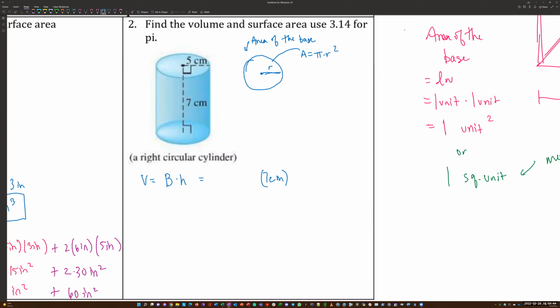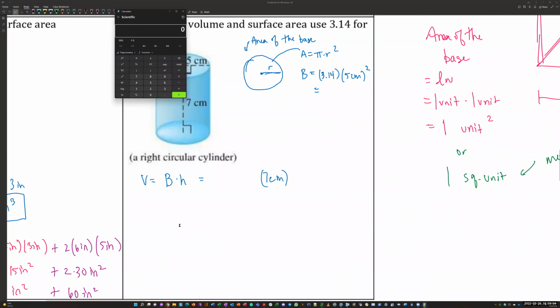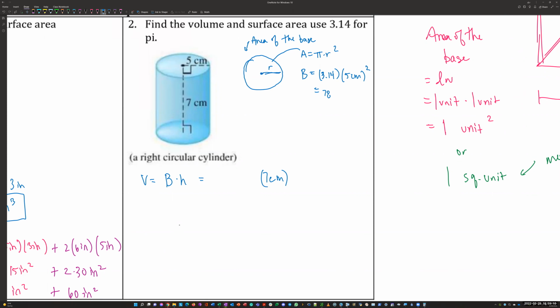So the area of this thing is pi r squared. That means B is going to equal pi, which they're saying is 3.14 we should use, times r, in this case 5 centimeters, squared. So 5 times 5 is 25, times 3.14. So we get 78.5 centimeters squared. And then B here we would just say is 78.5. Does that make sense? Yeah.